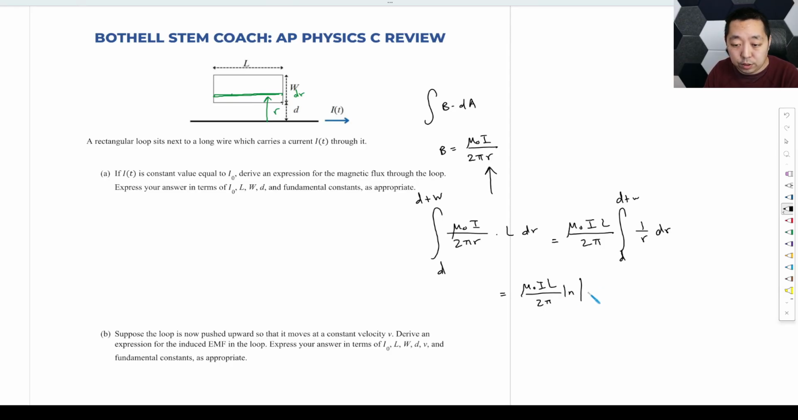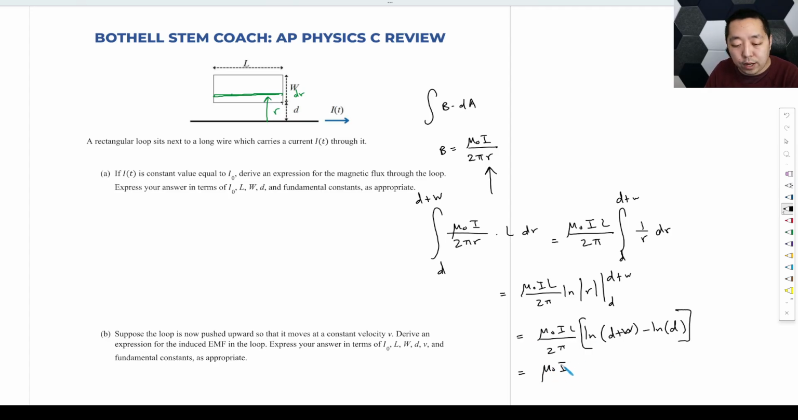Ln absolute value of r from d to d plus w. And that's going to be mu naught IL over 2 pi times ln of d plus w. These are all positive values. Minus ln of d. I should put brackets here. And then last, you could leave it like this.